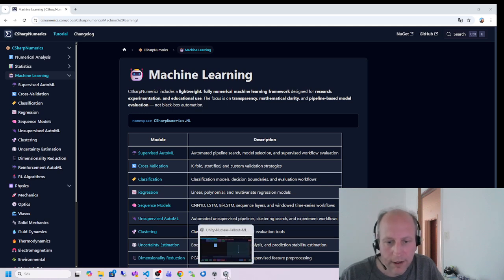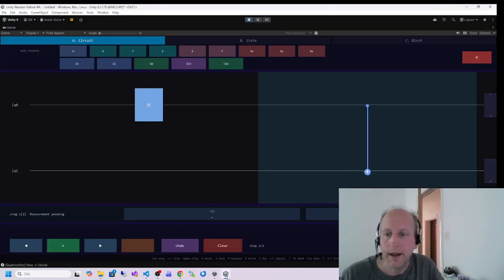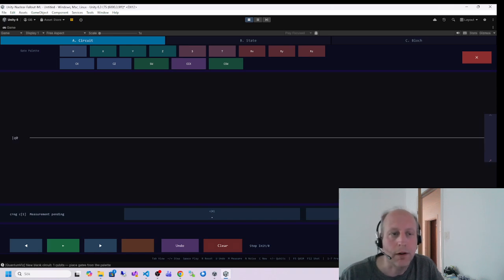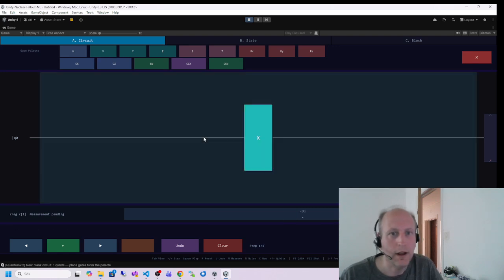Let's switch to Unity, and here you will see a quantum circuit. I will just clear this, and we start with 1 qubit. So the first gate is just an X gate, NOT gate, and it has the probability that it will always be 1.